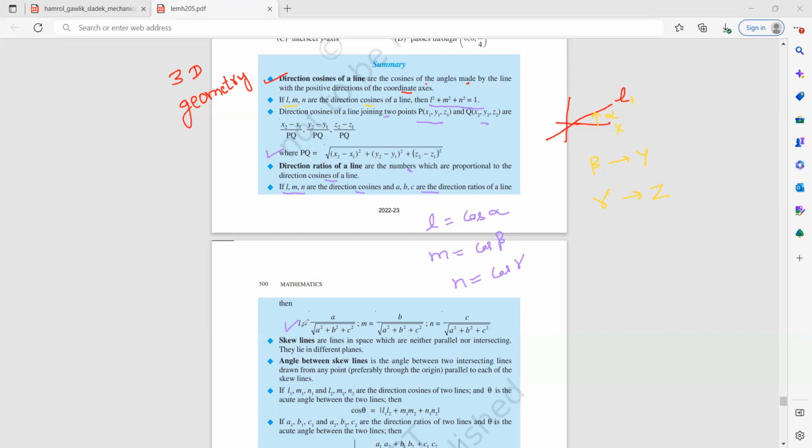What about skew lines? Skew lines are the lines in space which are neither parallel nor intersecting. They lie in different planes.